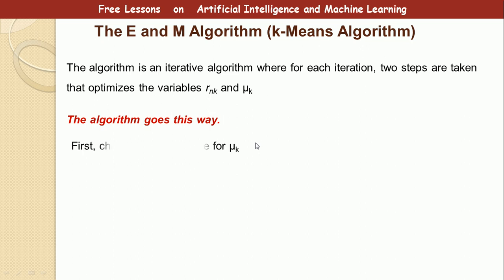It goes this way. First, choose an initial value for mu_k. Okay, in this case, the value of k is already known. So choose an initial value for the mean.